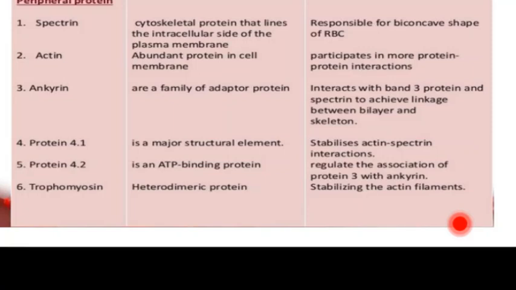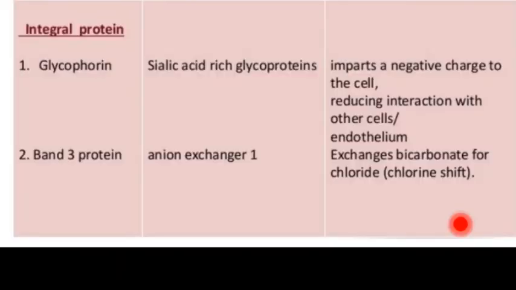So next, protein 4.1 is a major structural element and its function is to stabilize actin-spectrin interaction. And protein 4.2 is an ATP binding protein that regulates the association of band 3 with ankyrin. And last, in peripheral protein is tropomyosin, a heterodimeric protein, stable, and the function is to stabilize the actin filaments.